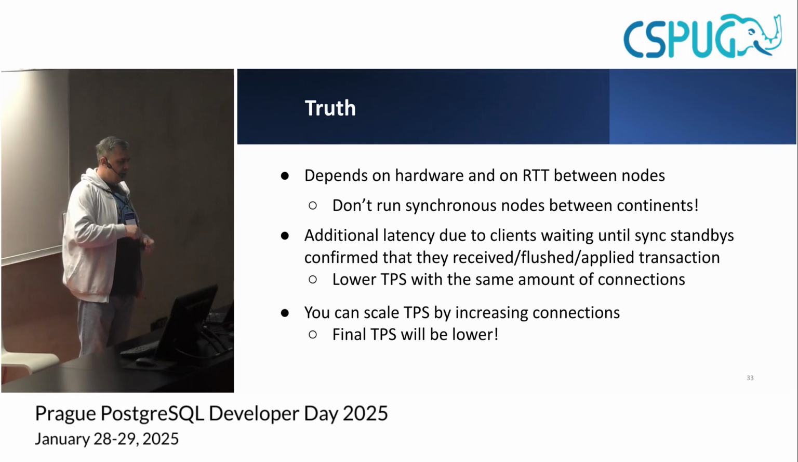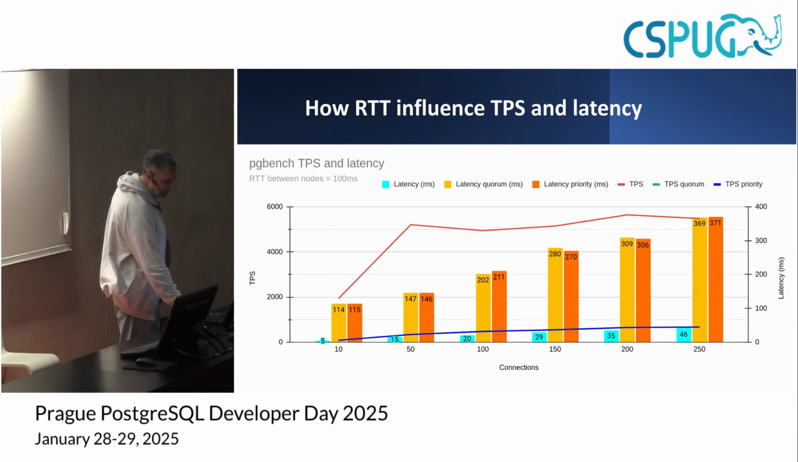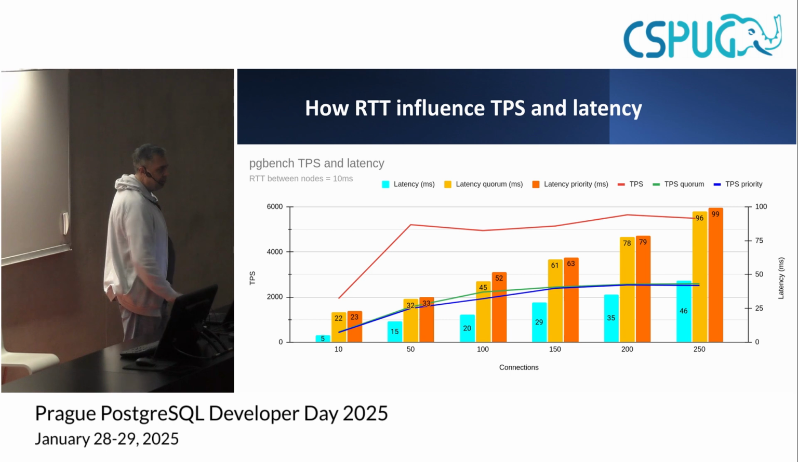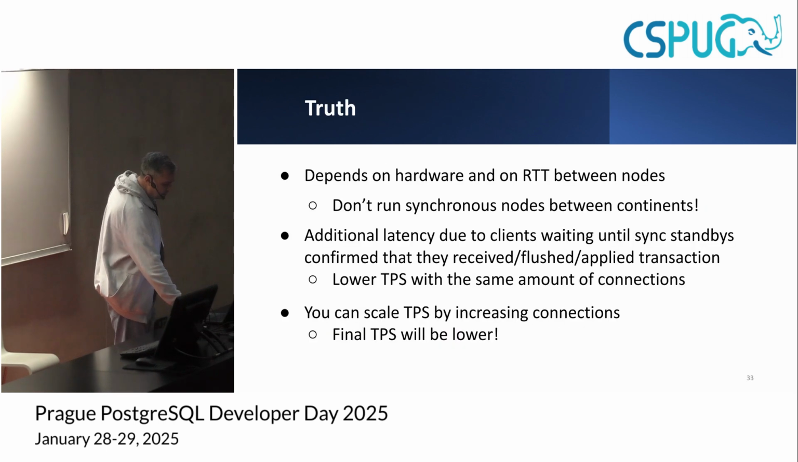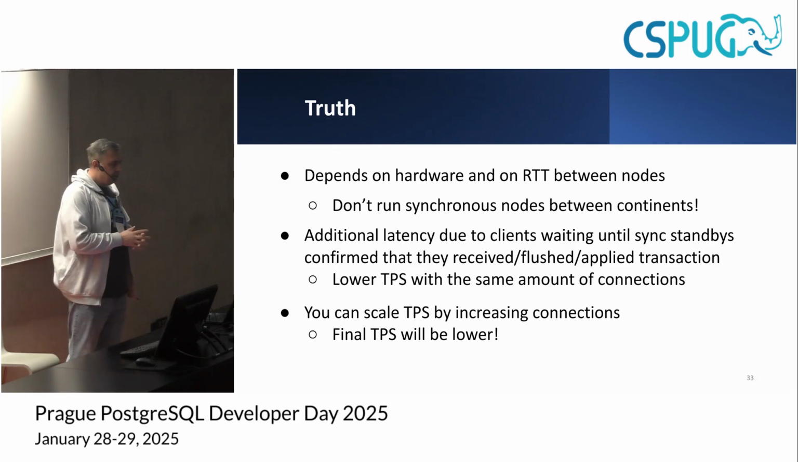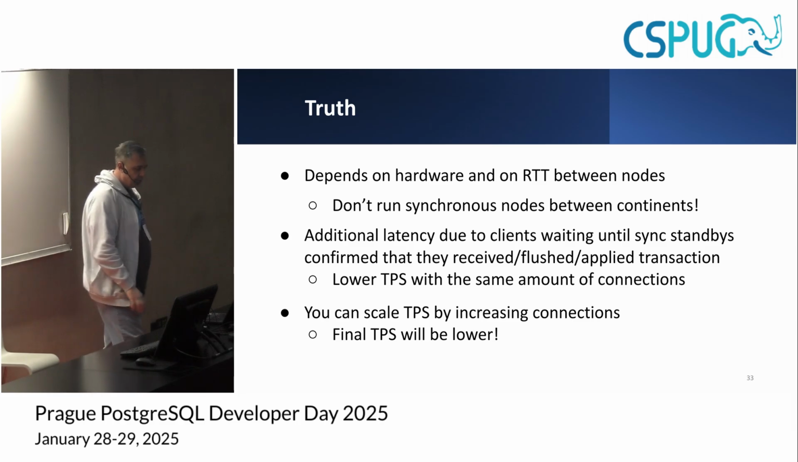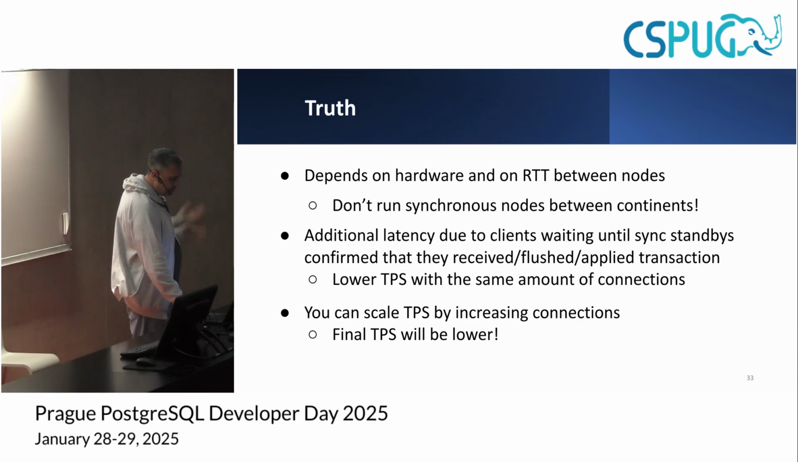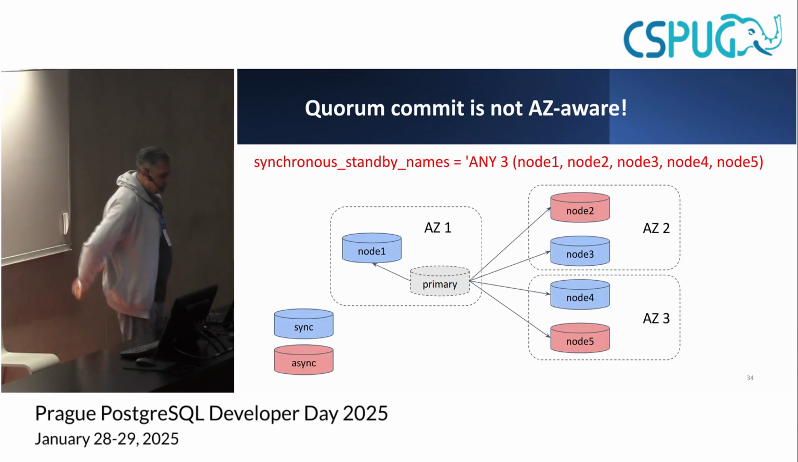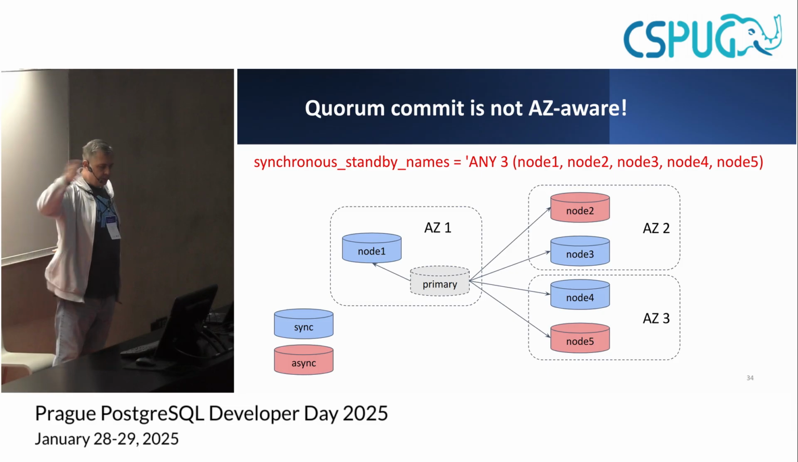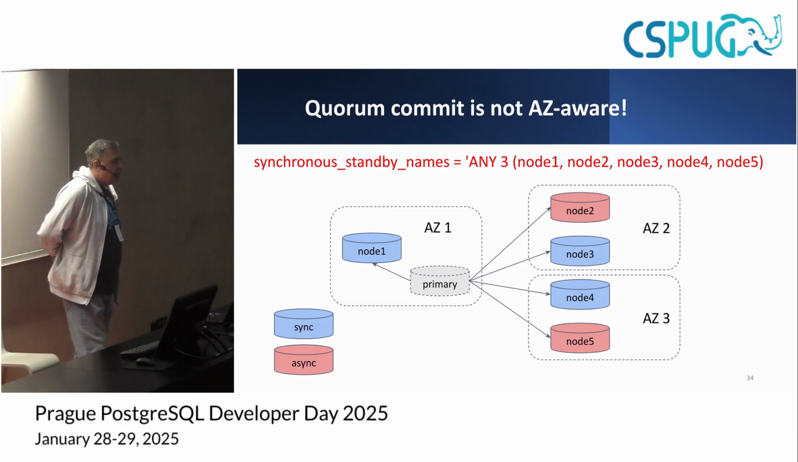However, you can still scale TPS by increasing connections from the application. It's certainly growing. Of course it will max out at some point, but it scales. However, the final transactions per second will still be lower, because Postgres will spend additional time handling lightweight locks and so on while waiting for a reply from synchronous standby nodes.